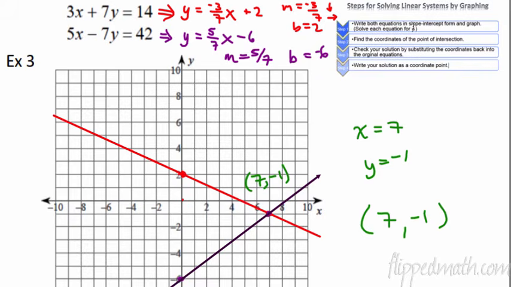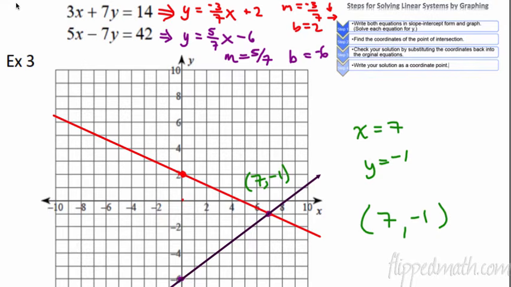Okay, so looking at the answer here, I solved the first one. That's the red equation, the red line. We get negative 3/7 x plus 2. And then the second equation, very similar: we get 5/7 x minus 6. They cross, they intersect at (7, negative 1). So that's going to be our solution to this set: (7, negative 1). All right, hopefully that went well for you.